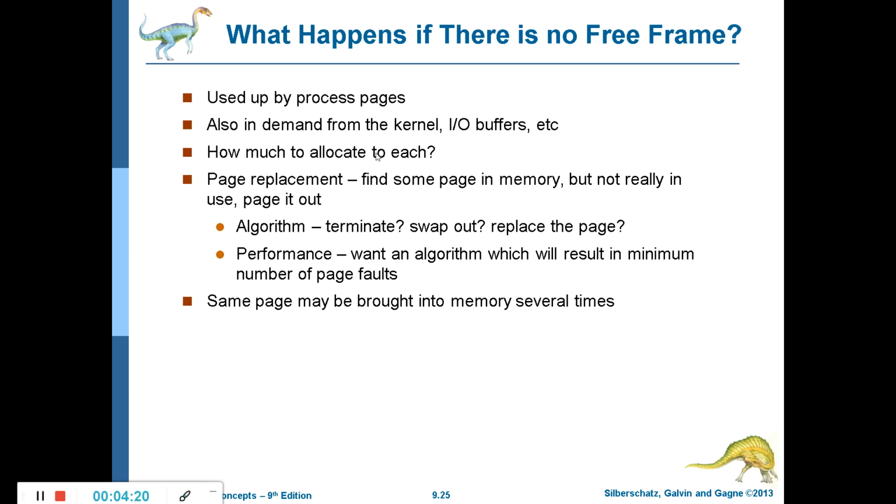So you have to just do page replacement. That is, you have to swap out an existing page. You take out one existing page and bring in another page. We call this page replacement. Find some page in memory that is not really in use, and page it out. That means a page which has been in memory for a very long time and is currently not used by the CPU, then you can replace it.